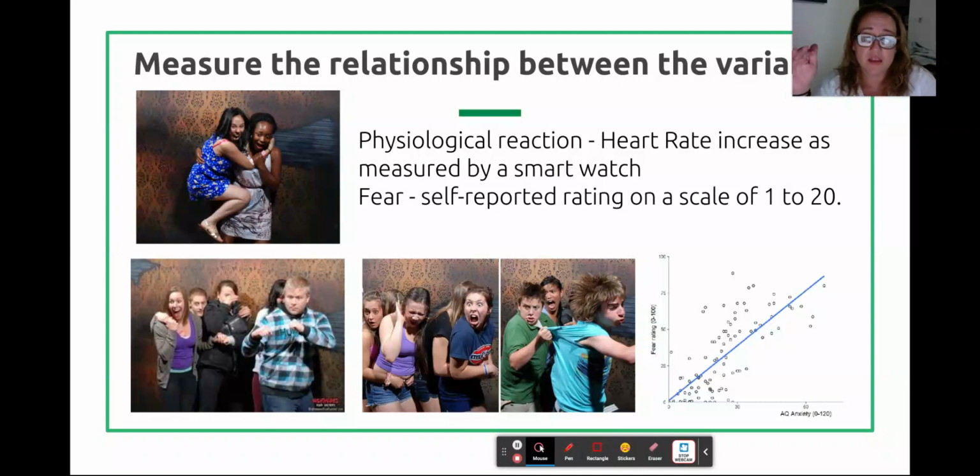That's how they're going to measure it. And they even tell you how, right? Using a smartwatch. Then the fear, how they're going to collect the data, is basically seeing this self-reported rating scale from 1 to 20. And if you look right here, this is called a scatter plot, and we'll talk more in depth about this. But this is basically saying that as the physiological response increases, the higher the fear gets, right? So it's a good way of showing what we will be learning very, very soon.